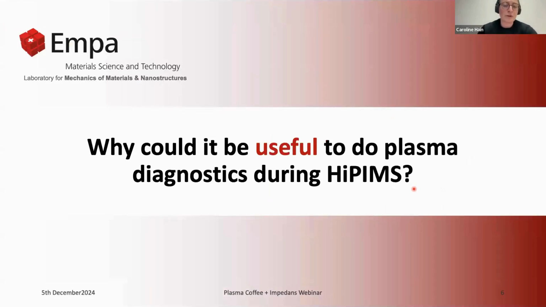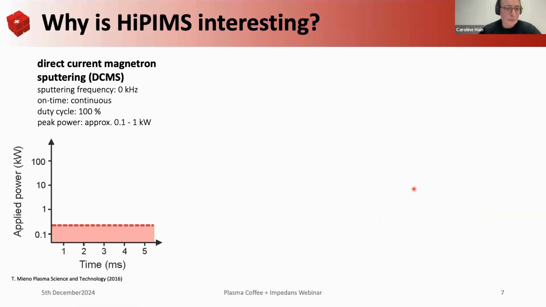So if we put it into the context of HiPIMS, the information that we give can also be transferred to other deposition systems. In this case, though, it will be mostly focused on HiPIMS. So why can it be useful in this context to use plasma diagnostics? First I'll start with a small explanation, for those that are not familiar, of what HiPIMS is, and then you'll see why we can use plasma diagnostics to really understand our process.